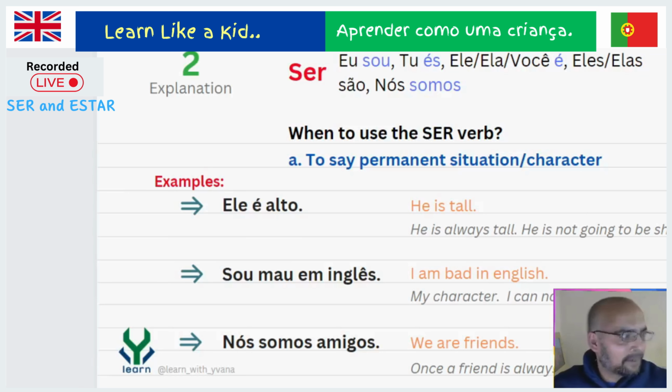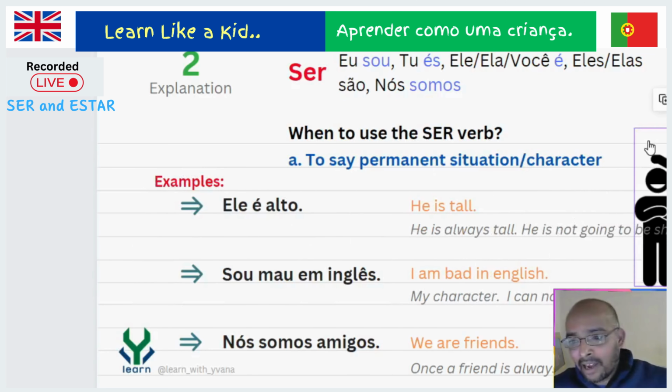Let me find one. Good, we have lots of time today, so I will go very slowly. If you don't understand, please just type there. Okay, let's see here. Let's see, who is the tallest guy there?